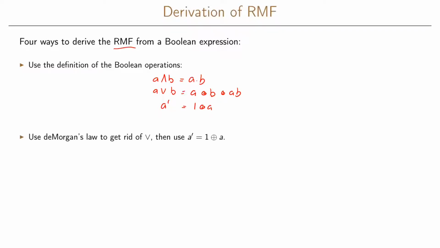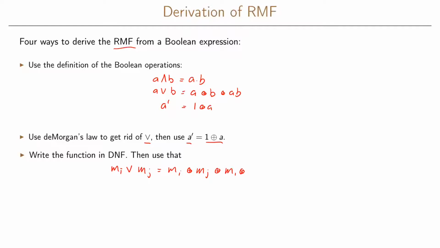Another way to derive the RMF is to use De Morgan's law to get rid of all our OR terms, and then we can also use the fact that A prime equals 1 plus A. A third alternative is to first write the function in the disjunctive normal form, and then we use the fact that mi or mj, where mi and mj are min terms, can be written as mi plus mj plus mi times mj.